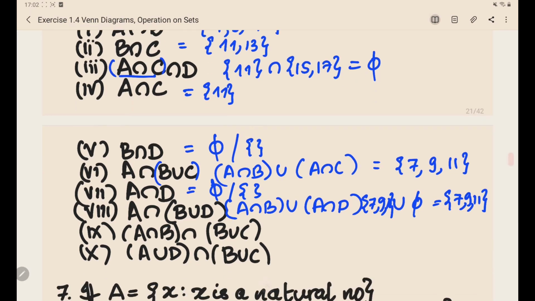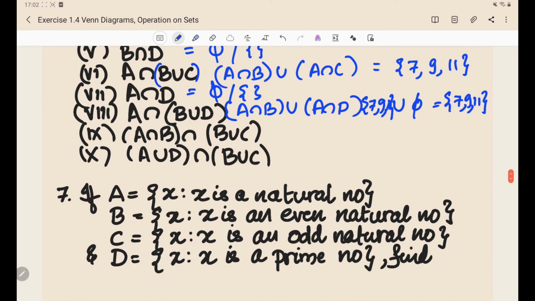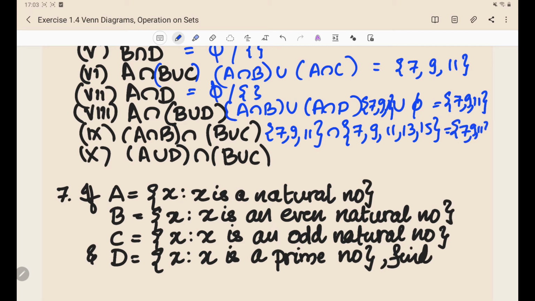Again, the next problem: (A intersection B) intersection (B union C). What is A intersection B? That is 7, 9 and 11, right? Again, that intersection with B union C. What is B union C? 7, 9, 11, 13 and 15. So if you take the intersection of that, what will you get? Again, the set with 7, 9 and 11. So that's the answer for problem number 9 in the sixth problem.